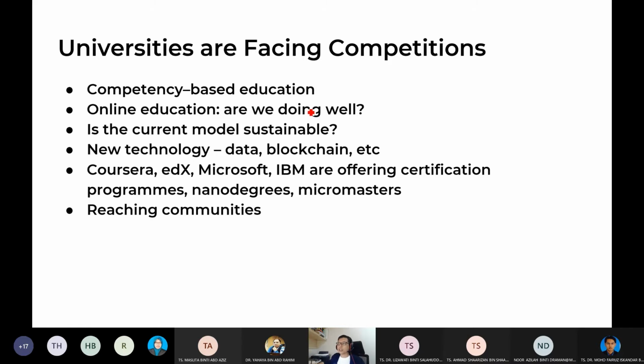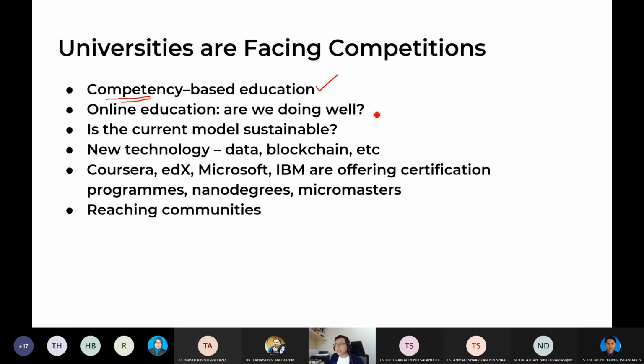There are several things that we need to think about. One is, when we talk about micro learning, we need to talk about competency-based education. I'm not saying we have to move away from outcome-based education, no, it's not like that. If you are thinking about making a course, make sure that course is competency-based. The aim is to give some kind of competencies to the learners.